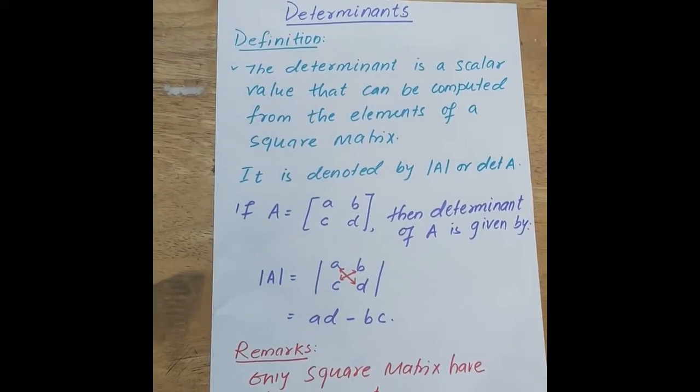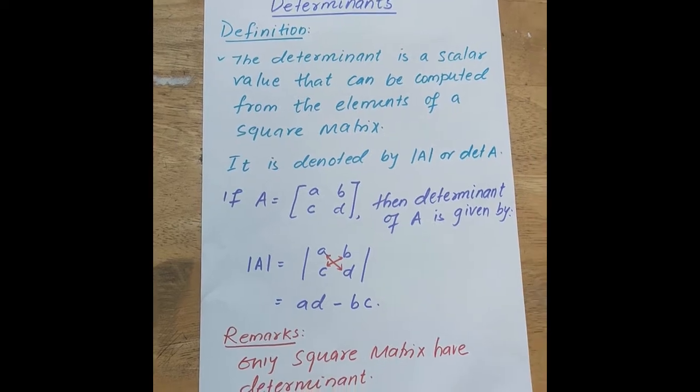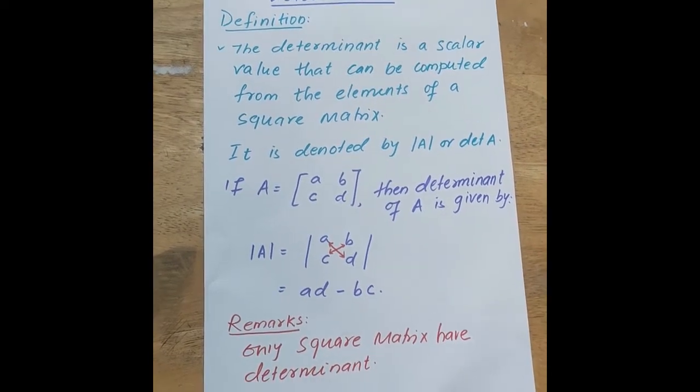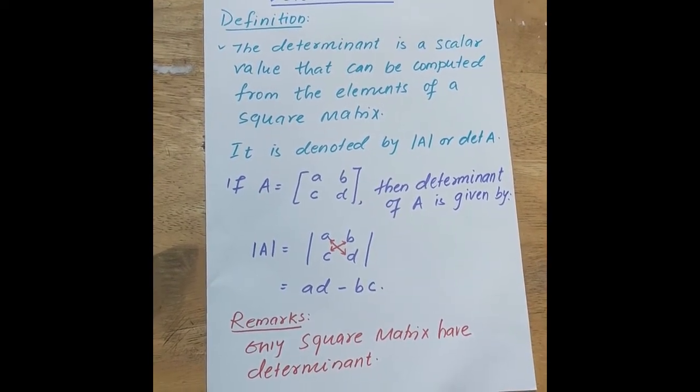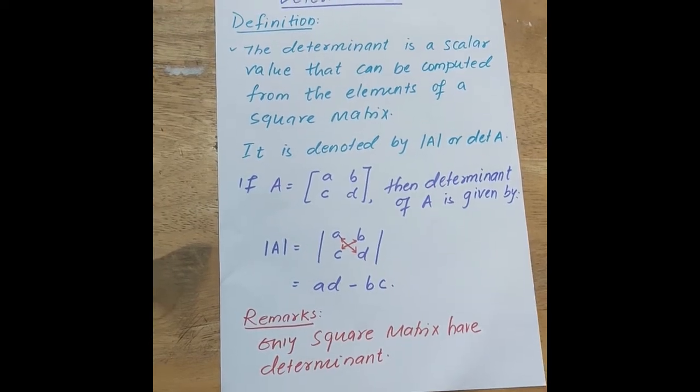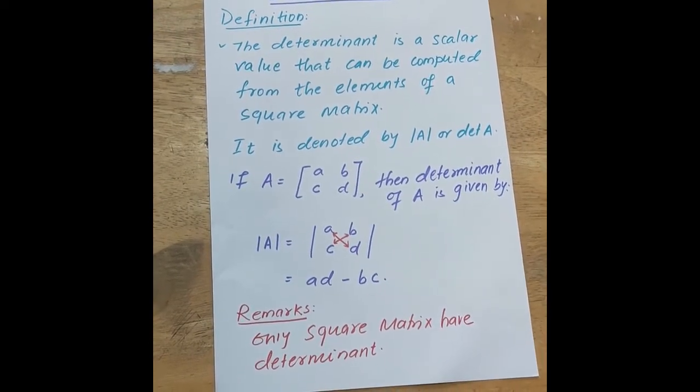In this video we will be covering the determinant of order 2 and 3. We'll start with the definition of what a determinant is. The determinant is a scalar value that can be computed from the elements of a square matrix. That means in a determinant we can find a constant value.